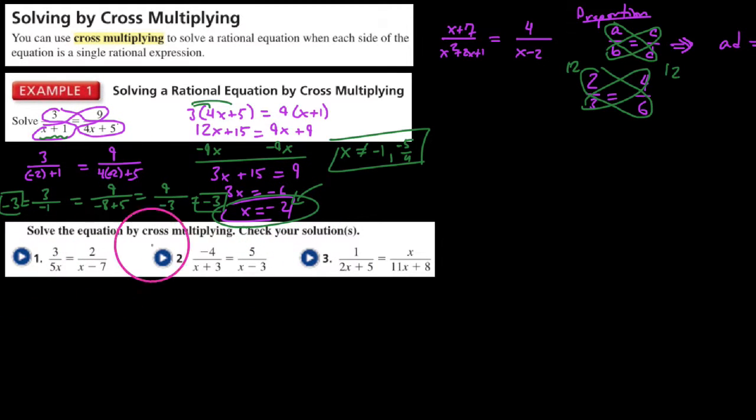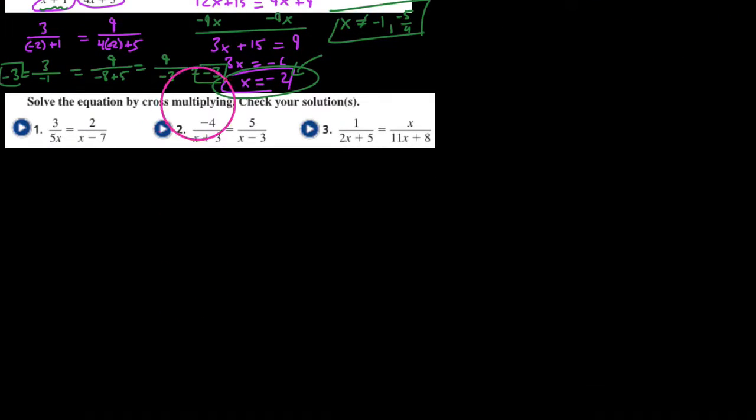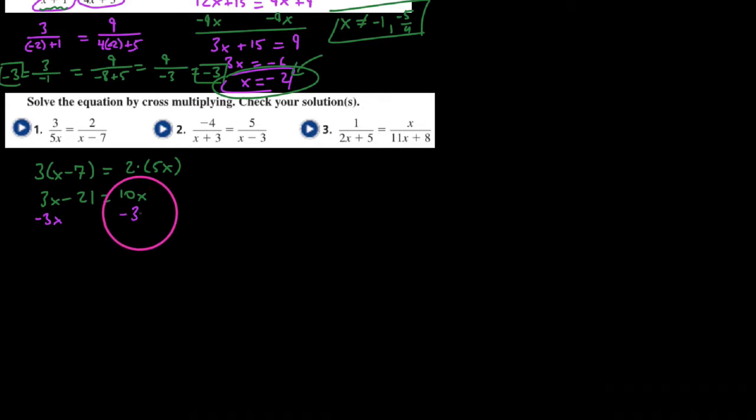So what I'd like to try is this method again here, just a few more examples. Let's take a look, and then we'll have you try some on your own. So number one, we have another proportion here. We've got a ratio equal to another ratio. So let's go ahead and run our cross product. We get 3 times x minus 7 is equal to 2 times 5x. Simplifying both sides, we get 3x minus 21 on the left. Here we get 10x. We do want to get all our x's on one side. So as we subtract the 3x over, we get negative 21 is equal to a positive 7x, which leads us to the conclusion that x must be a negative 3.